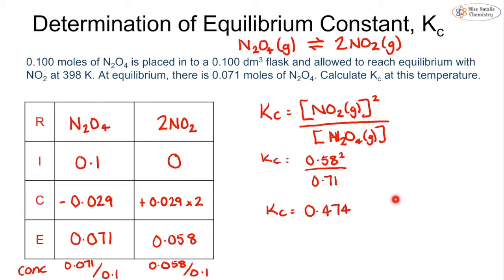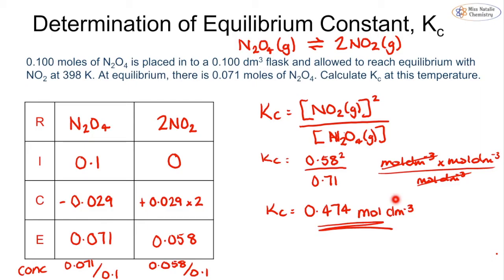0.474. And for my units, I have moles per decimeter cubed times moles per decimeter cubed at the top. And at the bottom, I have 1 moles per decimeter cubed. So one set will cancel out, and it leaves me with units of moles per dm cubed. And that is my answer for Kc.